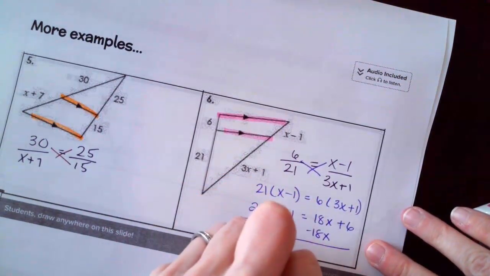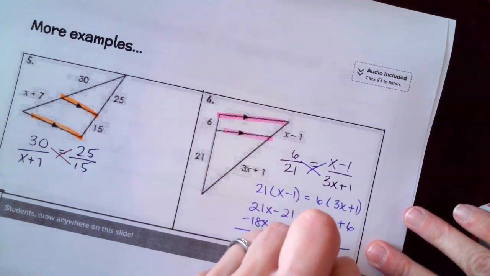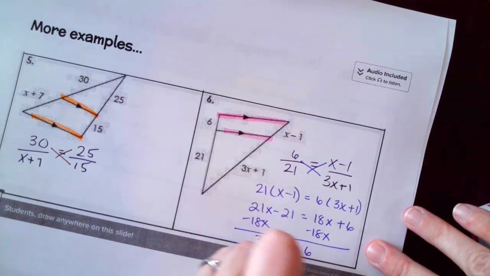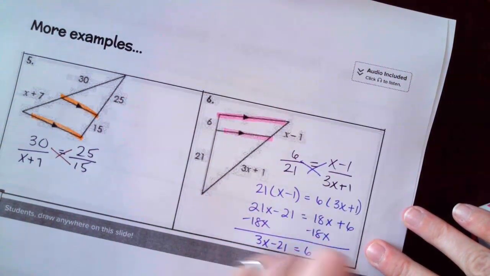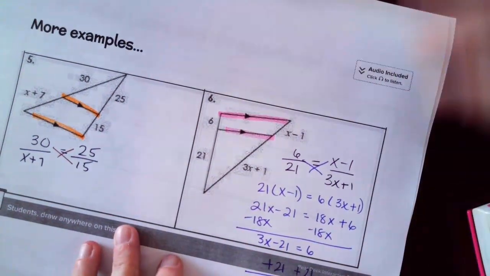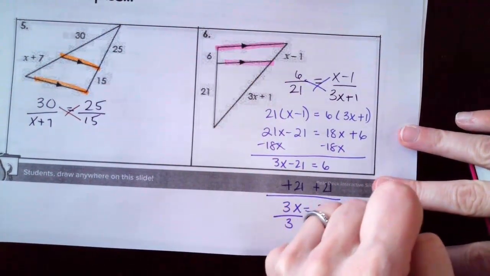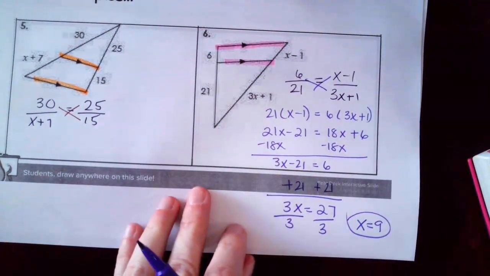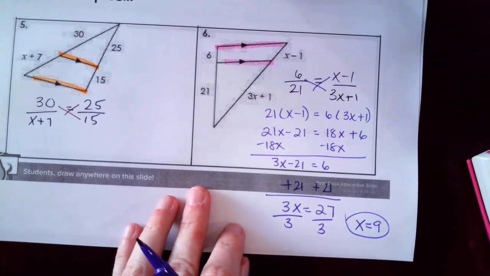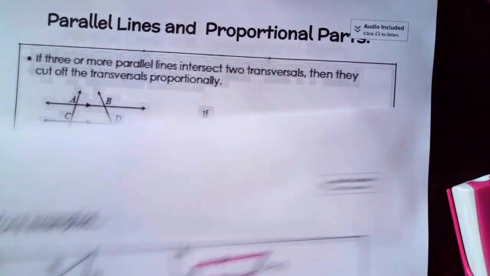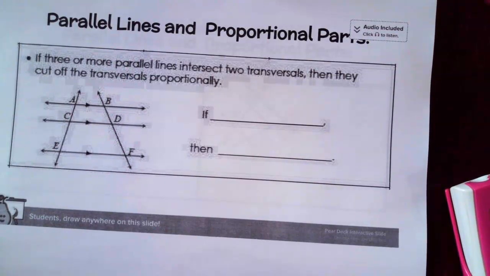So is that 3x minus 21 equals 6? If you add the 21 to both sides, you get 3x equals 27. I'm running out of room. Divide both sides by 3, and I think x is 9. Alright, questions there? Hopefully that was good. This is a good one.